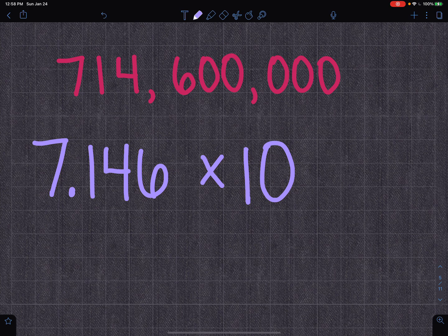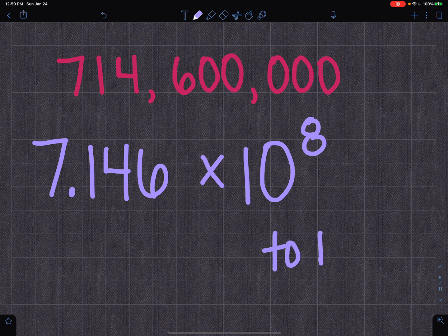Is it going to be a positive something, or is it going to be a negative something? Well, since this number is super huge and we want to multiply this by something to make it huge, this is going to be a positive number. And then what's the positive number going to be? It's going to be 1, 2, 3, 4, 5, 6, 7, 8. Because you have to move the decimal 8 places to the right.